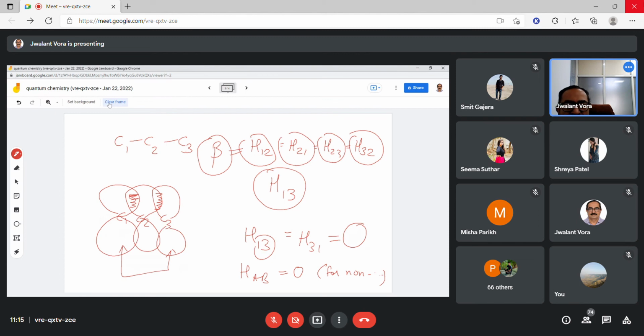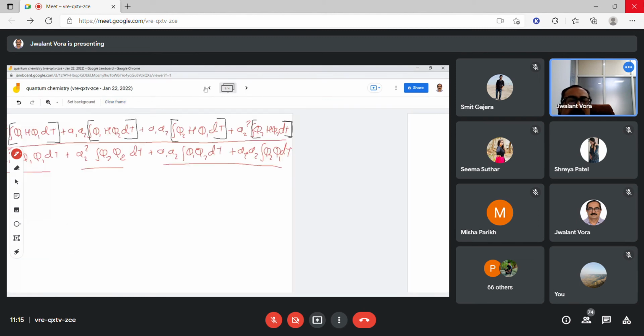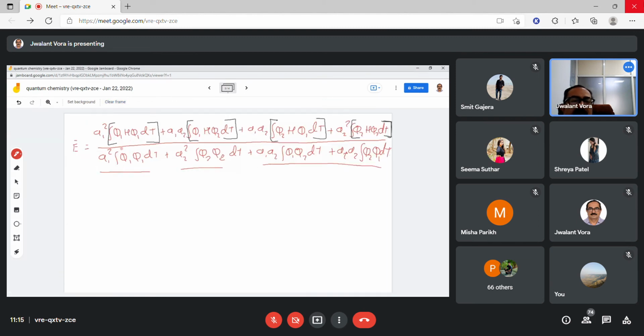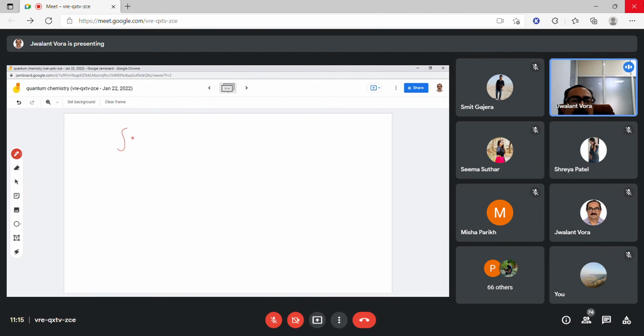અને હવે ડિનોમિનેટર ના પાર્ટ બાકી રહ્યા. આ એક છે અને H 1 2 ને 2. ઓકે, આ એક અને આ બે ની વાત કરીએ. ઇન્ટિગ્રેશન phi 1 d tau.